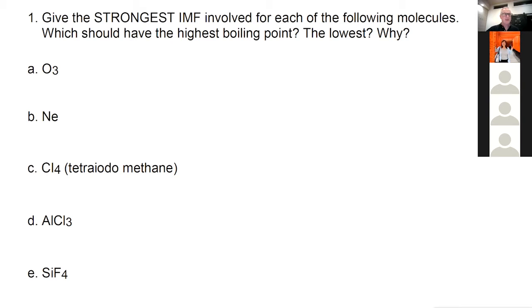In fact, I think tetraiodomethane might even be a liquid. I'm not sure. I think it might be because iodine is a big atom. So I think that may have enough London dispersion force to make it a liquid at room temperature, but I'll have to double check on that.